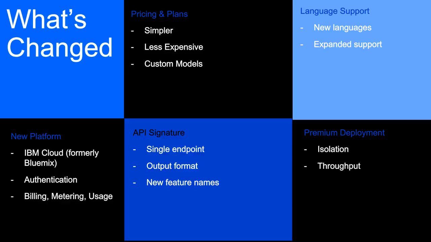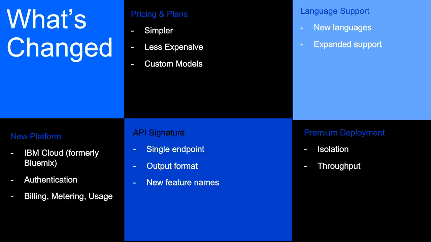If you were an Alchemy customer, then you would be using authentication with an API key for Alchemy. Now, that has changed. Now, you'll be using a username password combination for authentication. And finally, billing, metering, and how you visualize your usage, everything is consolidated as part of the IBM Cloud dashboard. So you don't have a different way, another service to track, which is different from other IBM services. Everything is part of the IBM Cloud service dashboard.